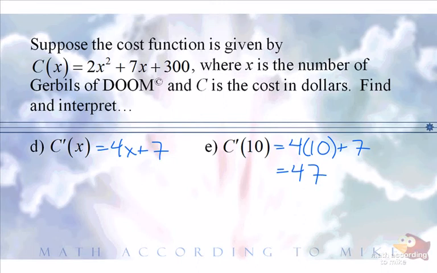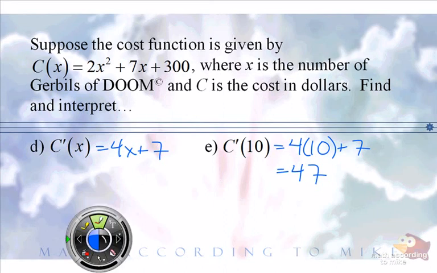There's no interpretation for the derivative here. But what is the interpretation for C prime of 10? There's 2 ways you can say it. C prime of 10, you could say, the cost of the 11th gerbil is approximately $47. Or you can say, cost is increasing by $47 per gerbil when 10 gerbils are created. So what was the actual difference? 49 and our approximate 47. So those are pretty close.